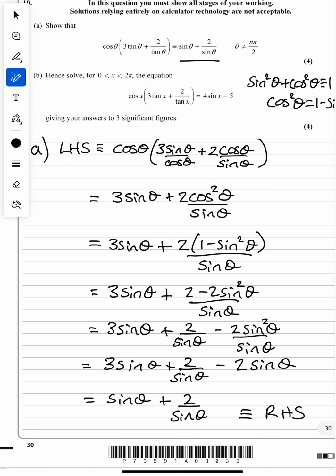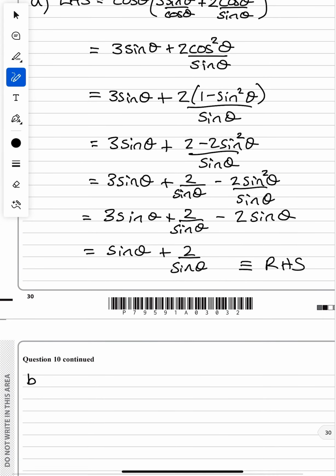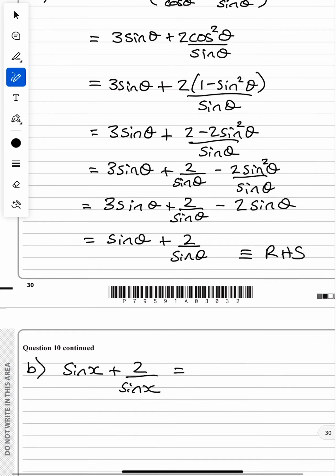And then part B, hence solve in radians now. So your calculator needs to be changed to radians. Solve. That expression is the same as this. So hence means use your answer from before. So instead of that complicated expression with cos and tan, use the one that only has sine in, equals 4 sine x minus 5. So I'm going to change that left-hand side to what we've got there. Sine x plus 2 over sine x, and that's equal to 4 sine x minus 5.